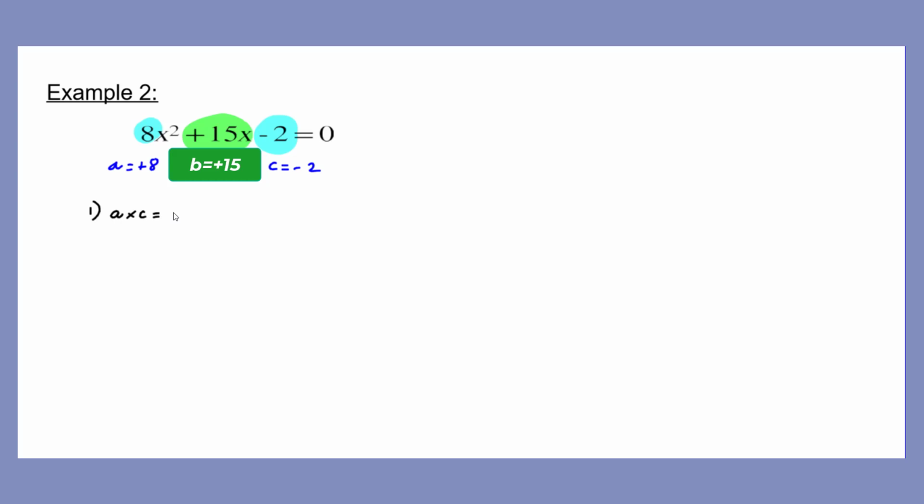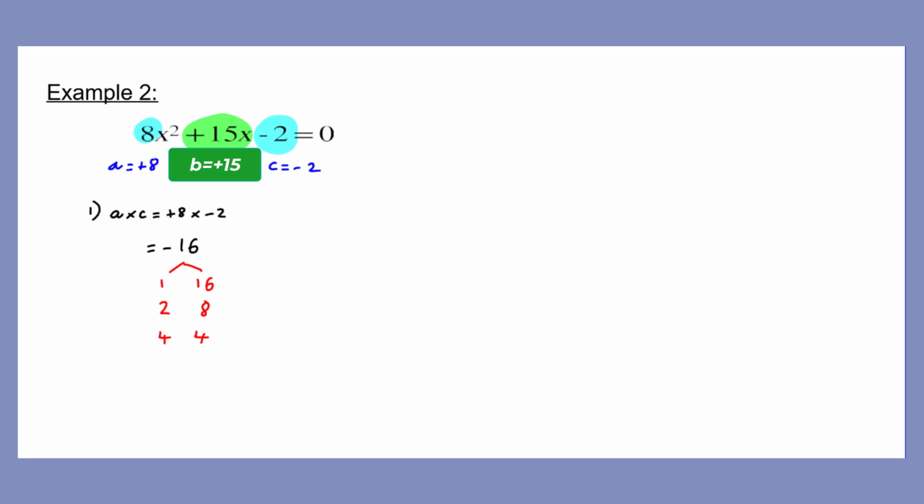But first, let's calculate a times c. So a is 8 and c is minus 2. So this time we have a positive, c negative, and b positive. So the product is minus 16. Now we need to look for the factors of 16, starting with the simplest one, 1 and 16, then times by 2 is 2, divided by 2 is 8, that's the second pair of factors. So we have 2 times 8, and then times by 2 is 4, divided by 2 is 4, and the third pair of factors, 4 and 4. Now we found all the factors of 16.